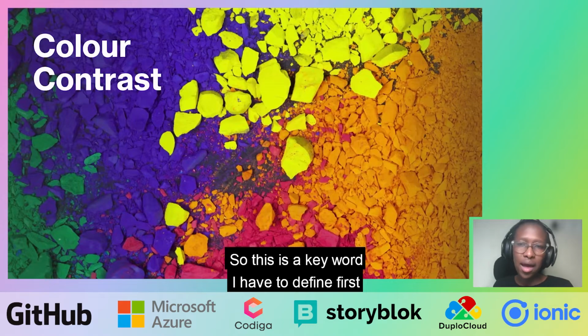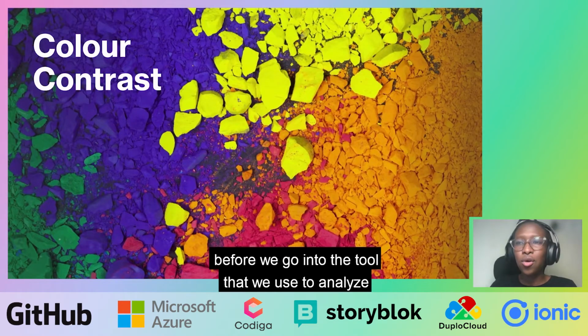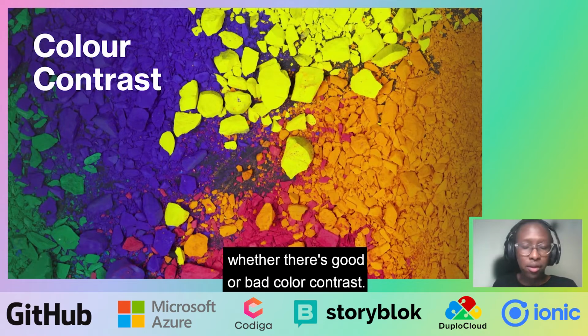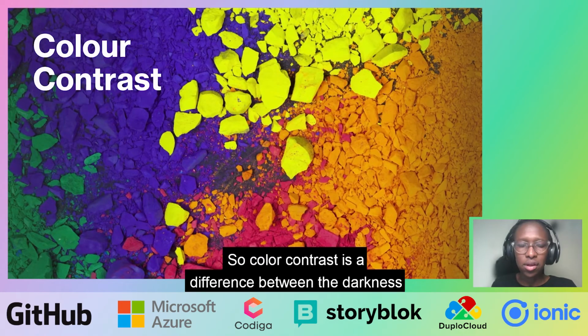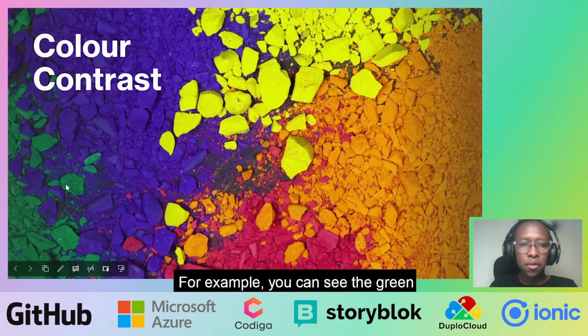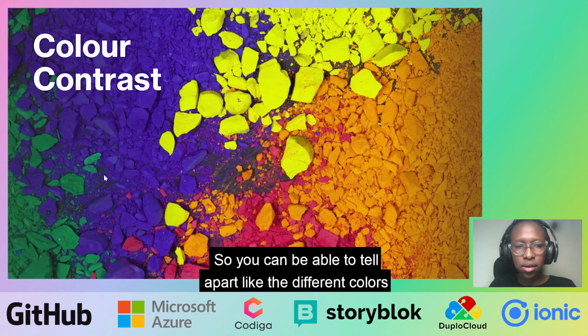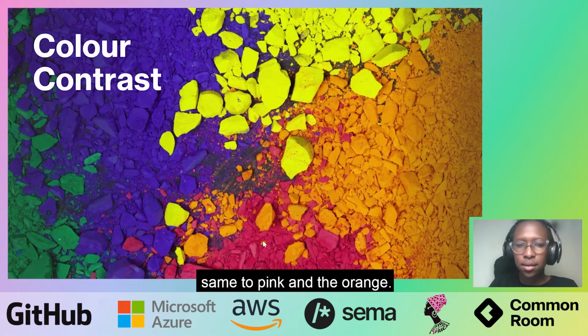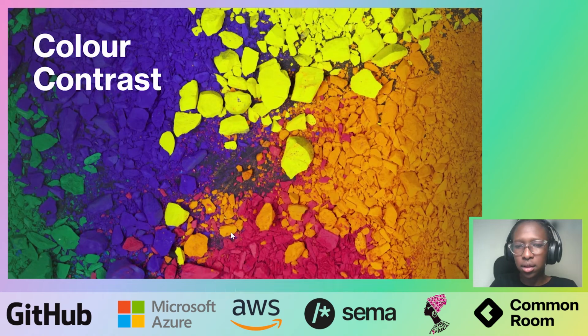This is a keyword I have to define first before we go into the tools that we'll use to analyze whether there's good or bad color contrast. Color contrast is the difference between the darkness and the lightness of different surfaces. For example, you can see the green and the purple have different contrasts, so you can tell apart the different colors. Same with the pink and the orange.